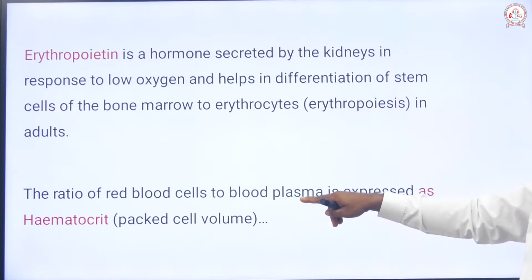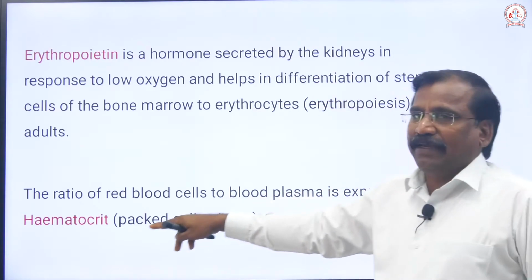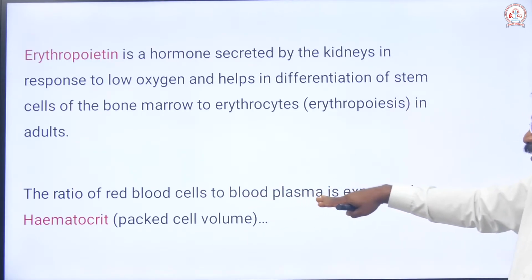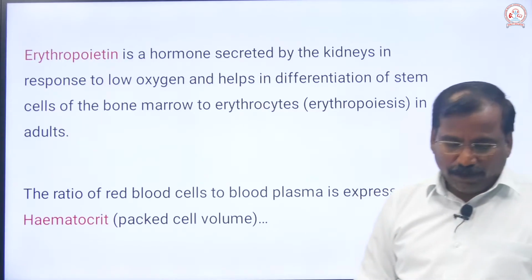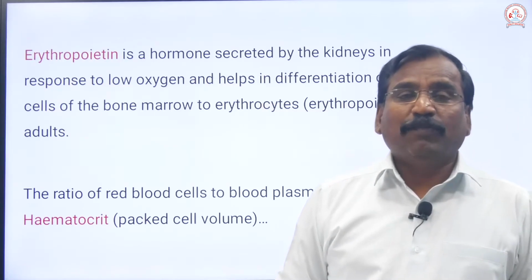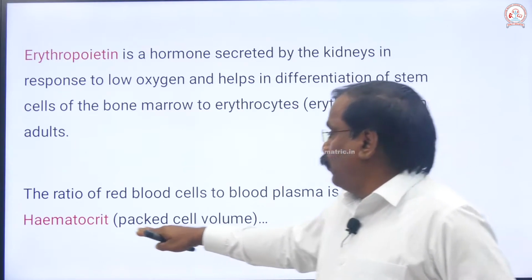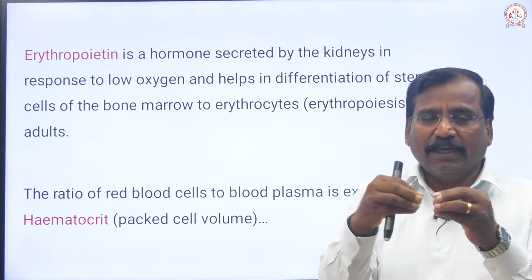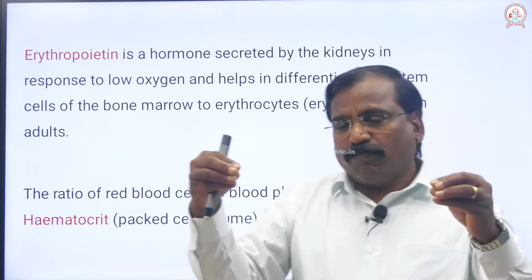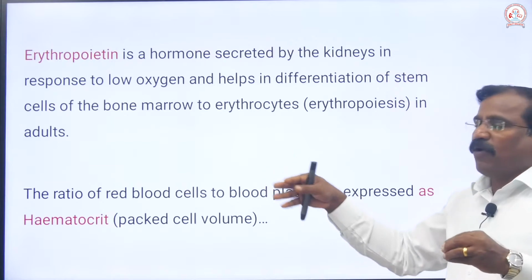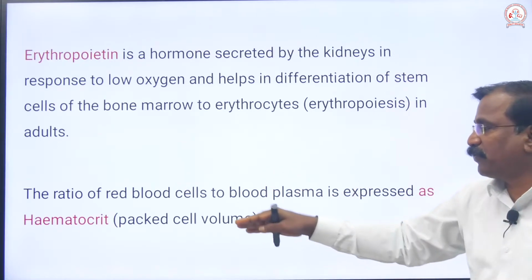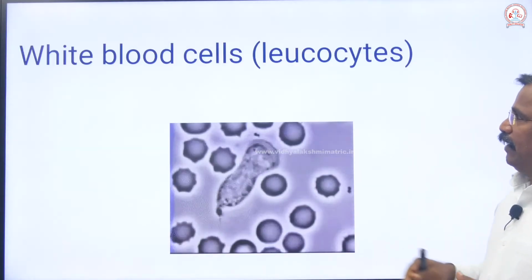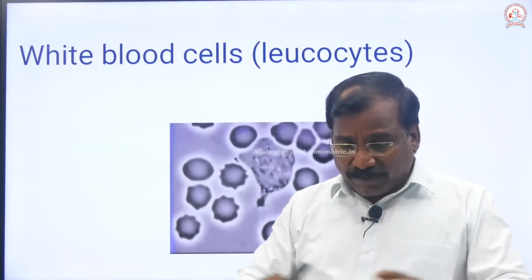And next is the hematocrit. Hematocrit means the ratio of the RBC to the blood plasma. This is the clinically used terminology, also called packed cell volume. The ratio of the RBC to the blood plasma is called hematocrit, and it is used for clinical purposes. The next formed element, that is all, RBC is over.